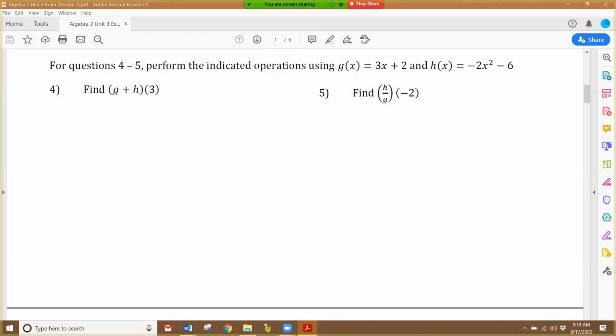Probably the more organized way would be to do it in 2 steps. Separately, take g plus h and then substitute the 3. Let's try it that way. So g of x is 3x plus 2 plus h, which is negative 2x squared minus 6. Since this is addition right here, we don't have to worry about distributing anything. We just need to combine like terms. So negative 2x squared doesn't have any like terms. 3x doesn't have any like terms. But I can combine the negative 6 and the positive 2 to get negative 4.